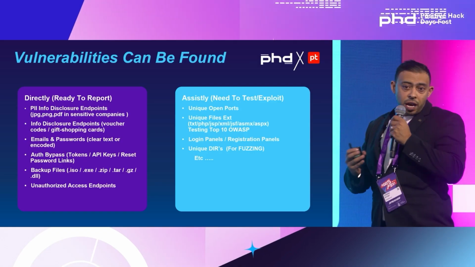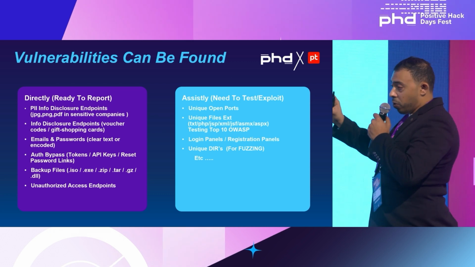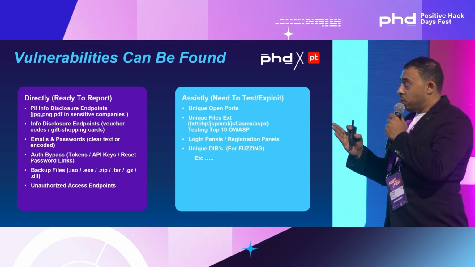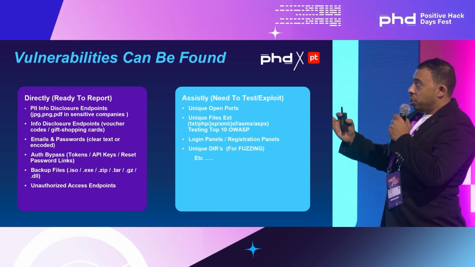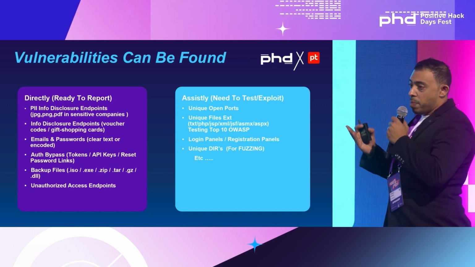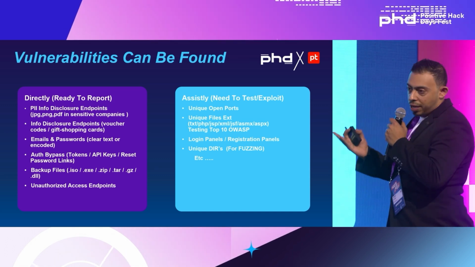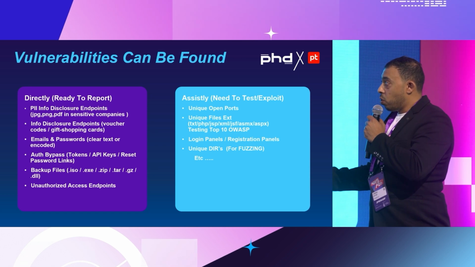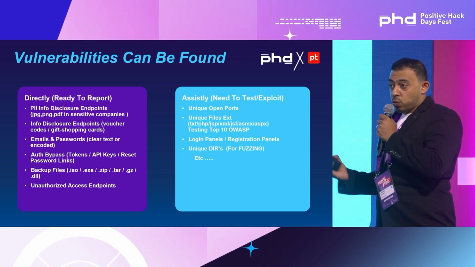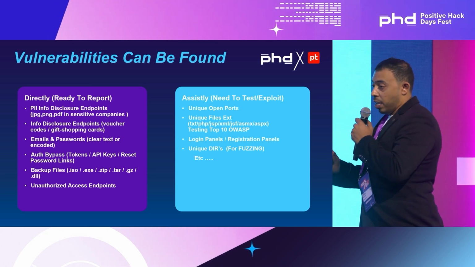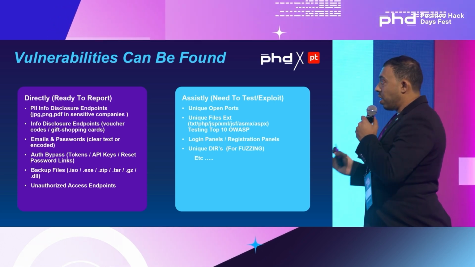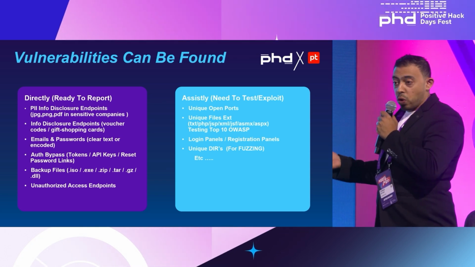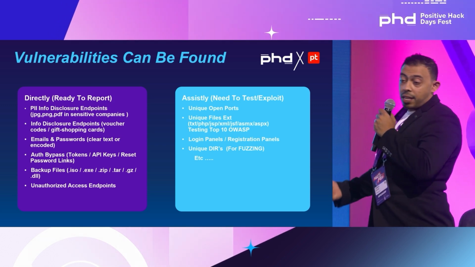After this talk today, what can we find that we can directly report as a bug hunter or pentester? We can directly find PII information disclosure endpoints, such as JPG and PDF files, maybe sensitive ones like in banks. As well, information disclosure endpoints such as voucher codes, gift shopping cards, emails, passwords, maybe clear text, maybe base64 encoded, authentication bypass via tokens, API keys, reset password links, and backup files such as ISO, exe, zip files, tar.gz, DLL, and unauthorized access endpoints.